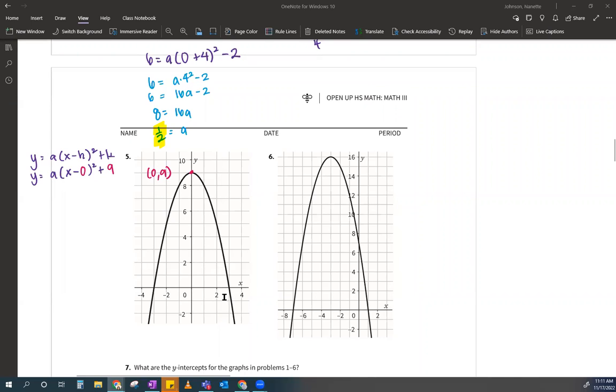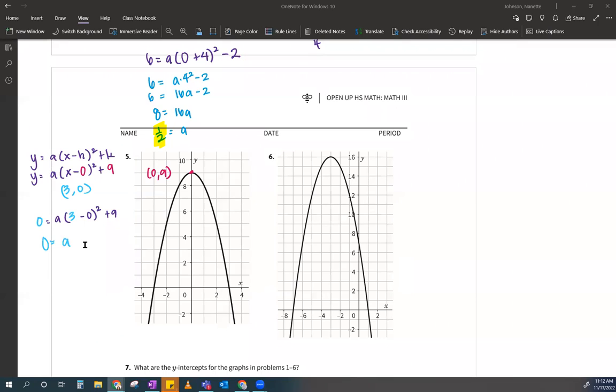I'm now going to plug in the point 3, 0 into this. So I go y equals a(x minus 0) squared plus 9. Actually, I'm going to get rid of that x. No, I'll just leave it. Okay, so now I'm going to erase and I'm going to plug in 3 for x and 0 for y. 3 for x, 0 for y. And then I'm going to calculate. Okay, so that's going to be 0 equals a times 9 plus 9.